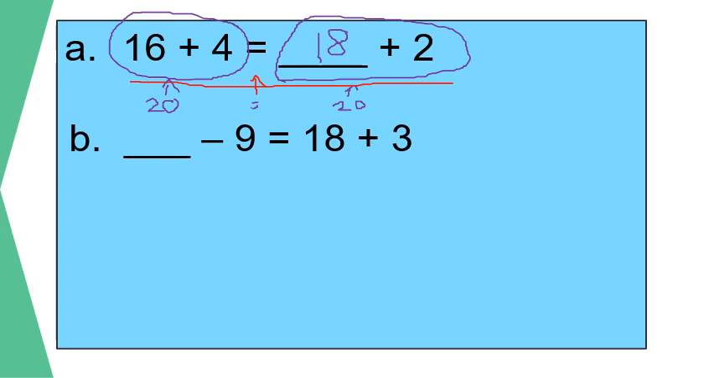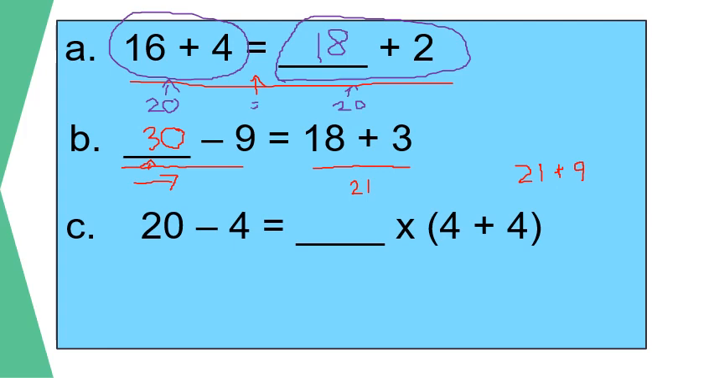Now we have an equation where the value is actually missing at the front. So usually when we read a number sentence, we read it from left to right this way. But I can't complete this part first. I need to look at this other side here because this side doesn't have any missing values. So 18 plus 3 is 21, because I know that 18 plus 2 is 20, so it's just going to be one more than that. So here, something minus 9 equals 21. And what I can do, I can use my knowledge of inverse operations and just add 9 to 21, which I know is 30. Or I might also know that 30 minus 9 is 21.